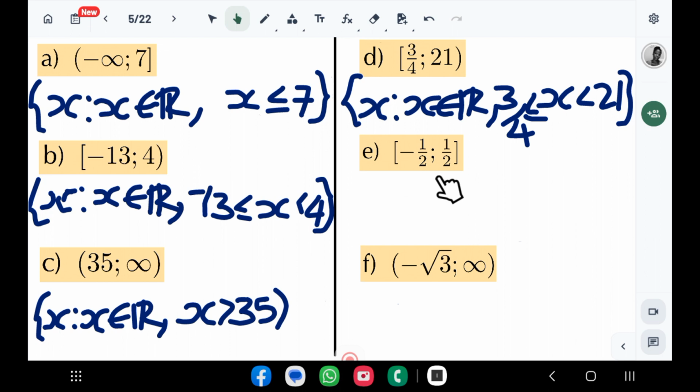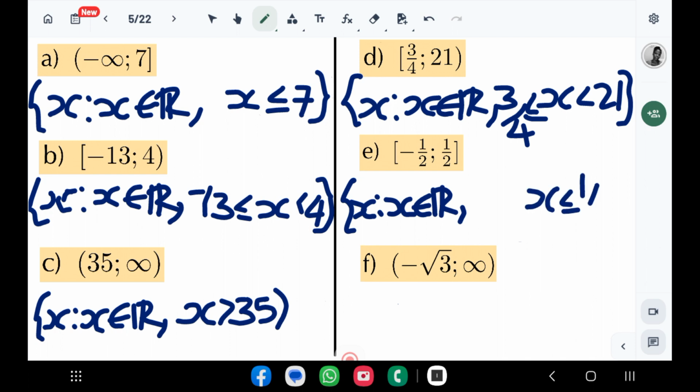Next one, both negative half and half are included. So we go x maps, x is an element of real numbers such that x is between, and including, half, and on the other end including negative half. And that's how you write that.